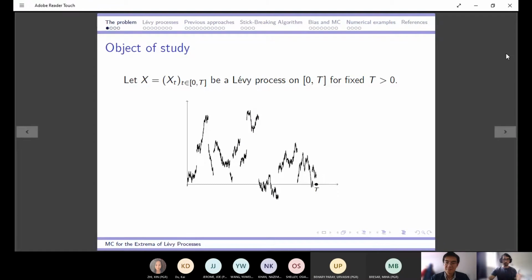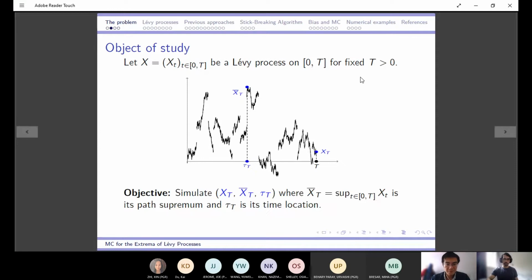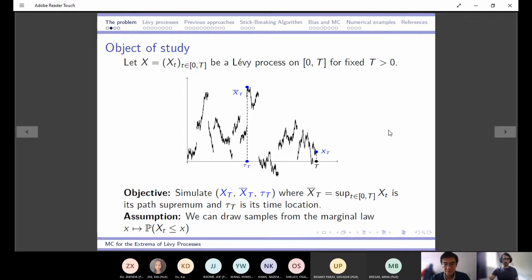So the main object of study here is that you have a Levy process. In this case, it's a stochastic process used to model risky assets, and we want to simulate as best as we can the final state, the maximum of the process, and the time it achieved this maximum, right? And my only assumption is that I can actually simulate the marginals of this process.